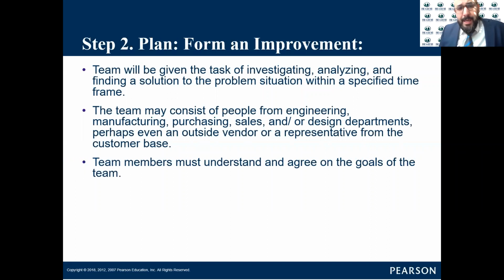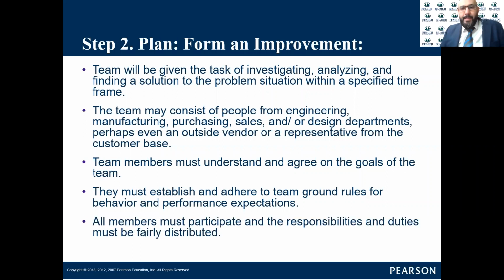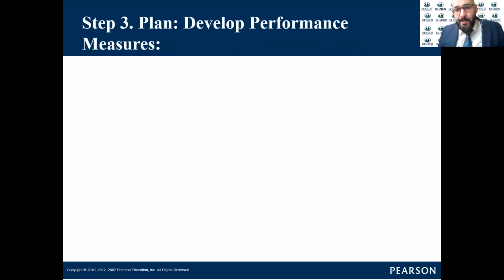Team members must understand and agree on the goals of the team. They must establish and adhere to the team ground rules for behavior and performance expectations. So first of all, there should be a goal for the team. Also, in order to reach this goal, there should be some ground rules that the team has to stick with. What is the performance expectation? They should be able to manage and be aware of these expectations. All members should participate, and the responsibilities and duties must be fairly distributed. So, based on the strengths of the team members, you divide the work and give them fairly distributed duties and responsibilities.